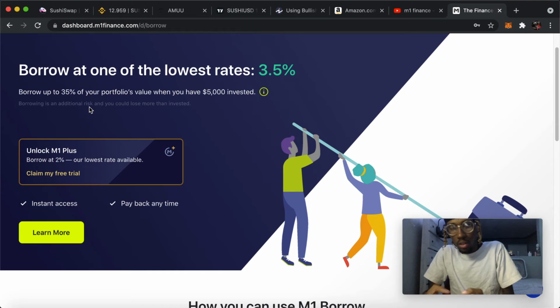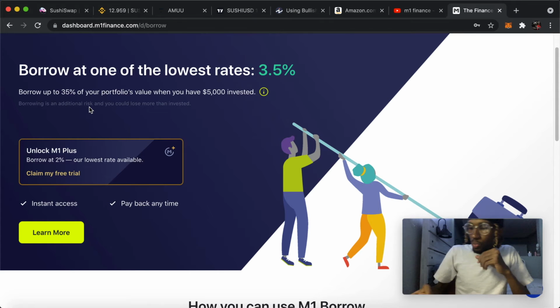So if you have $5,000, you'll be able to borrow $1,750, so $1,750, right? So 2% of that. Okay, so you will be able to borrow $1,750, and 2% of that is 35, right? I feel like if you go ahead and borrow that money and throw it into another investment, you could easily make $35, right? But we're not going to jump into that too much.